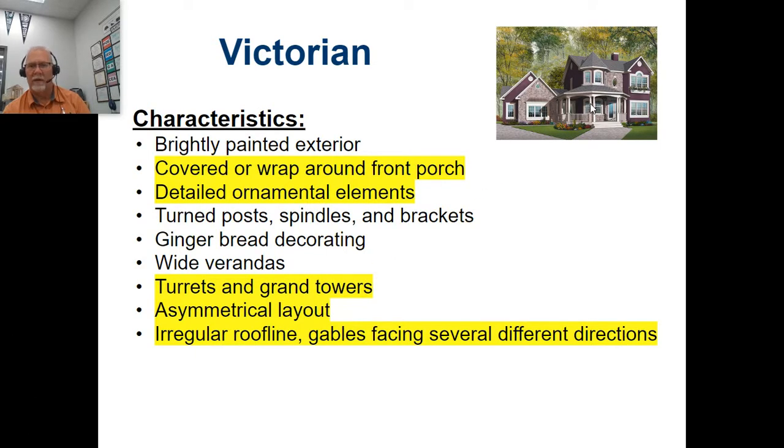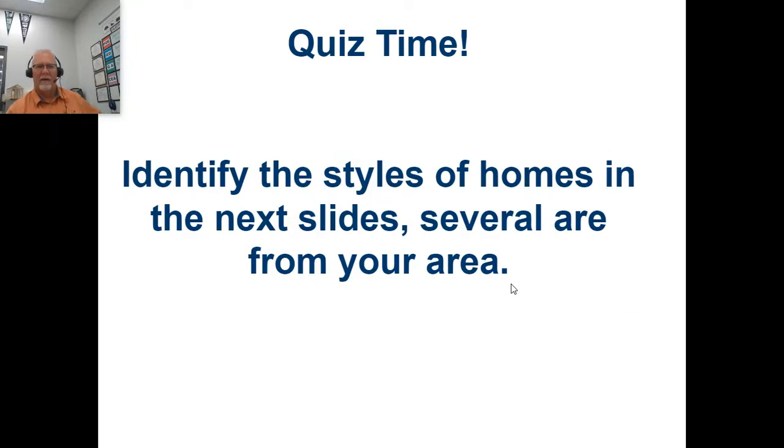Asymmetrical. In other words, there isn't a lot of balance here, is there? You have this high peaked roof here, and it's kind of the turret or the cupola here. Irregular roof lines, excuse me, gables that face several different directions. So a very decorative, very unique house, very beautiful, well known, and you see a lot of those in our area.